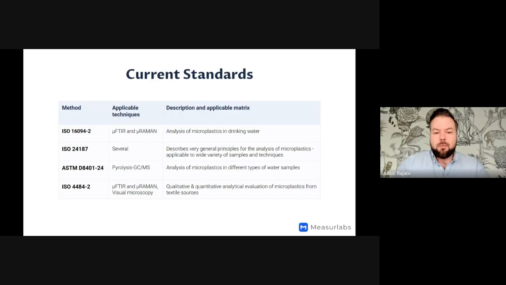And this will basically determine how many fibers are lost from the textiles when they are washed in a washing machine. And then the wastewaters coming from this determination can be analyzed with these methods to determine which kind of microparticles are coming into the wastewater.